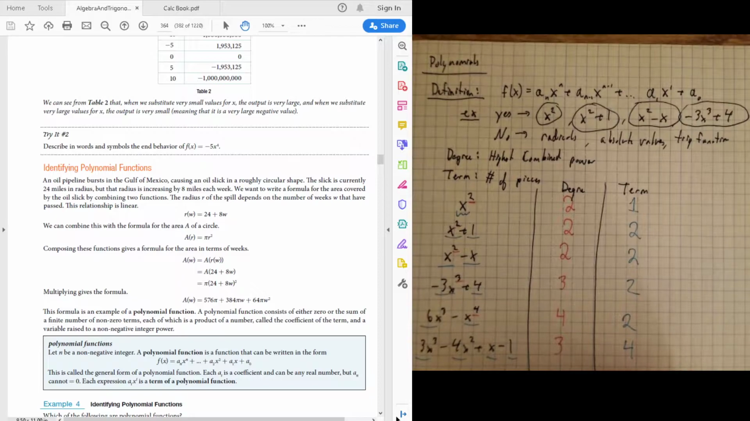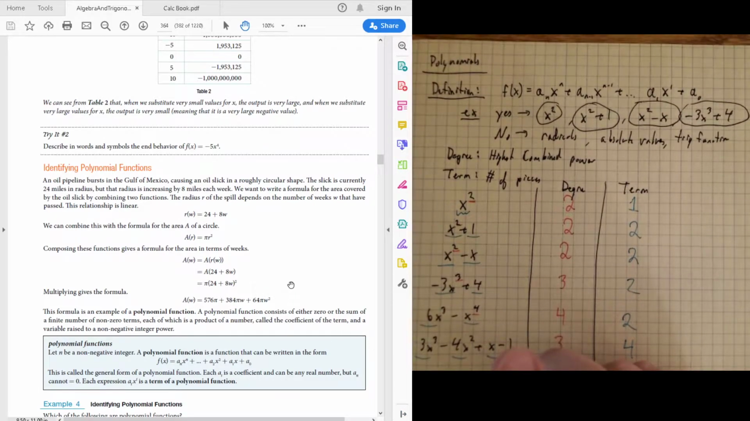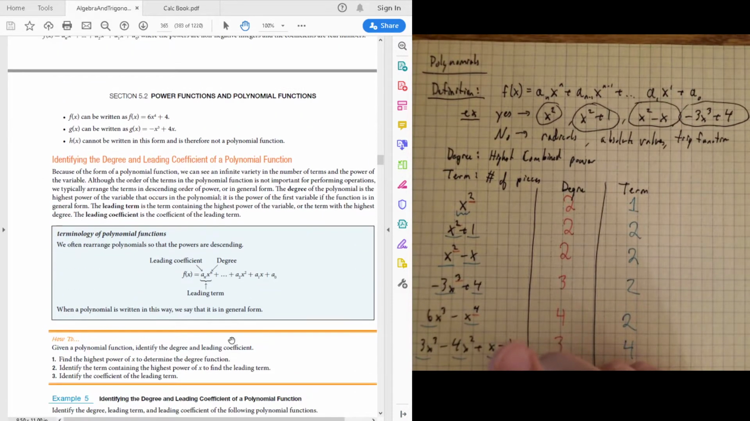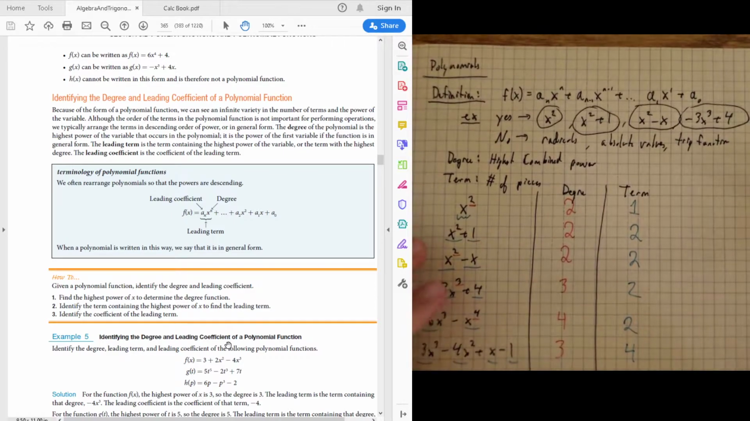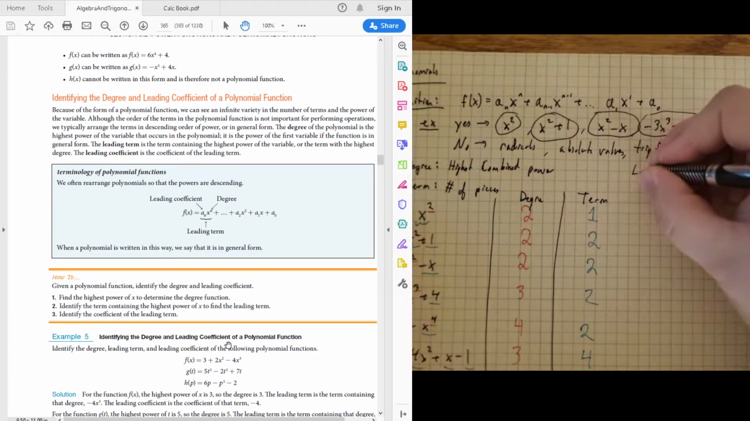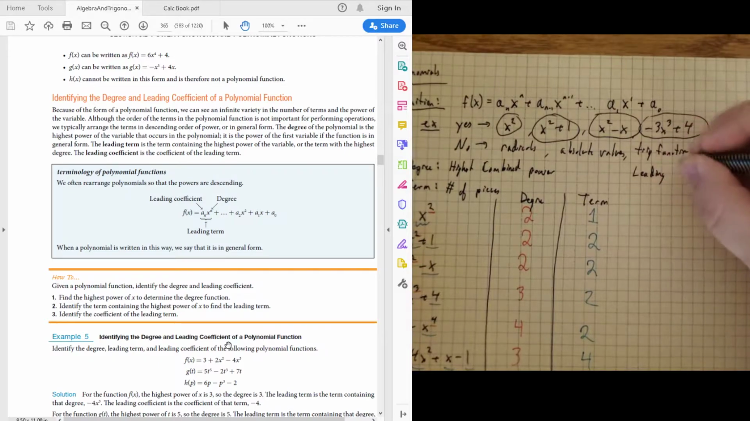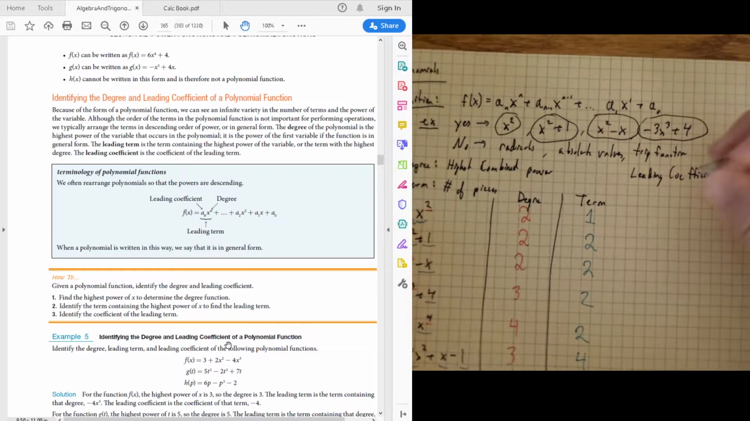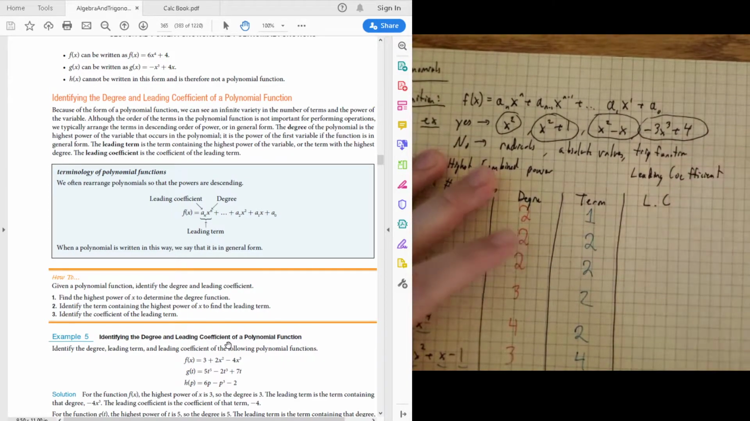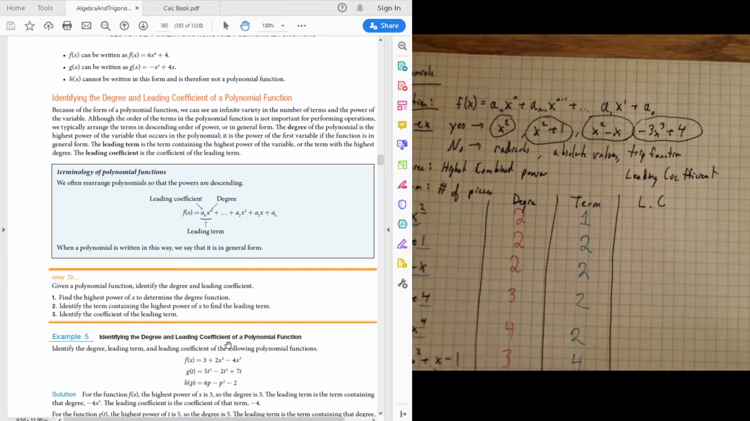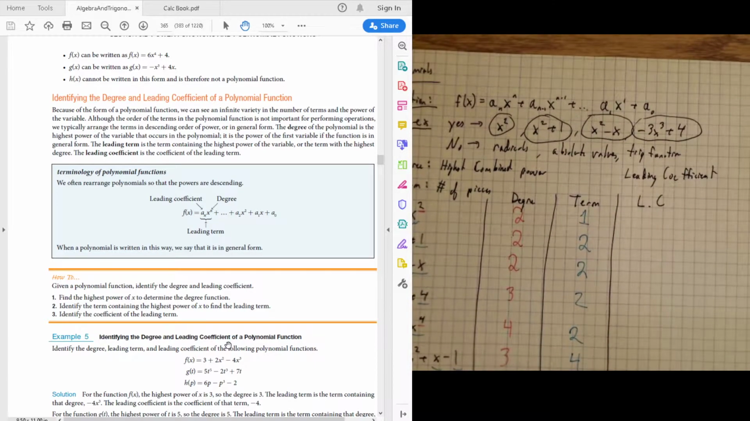So there we have it. This is how you identify what type of polynomial you're dealing with. So in this case, you always want to note 2 factors about this. And the last one is called the leading coefficient. The leading coefficient, or as I'll refer to it, the LC, is the number in front of that highest power.